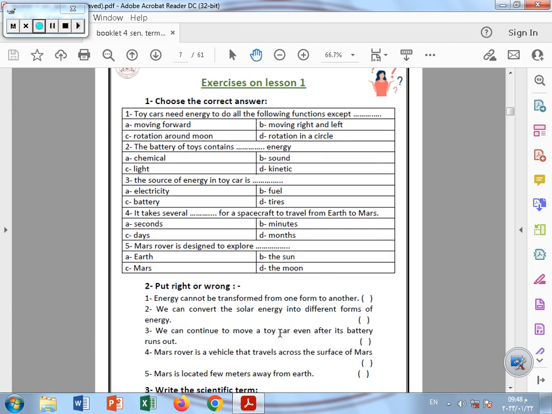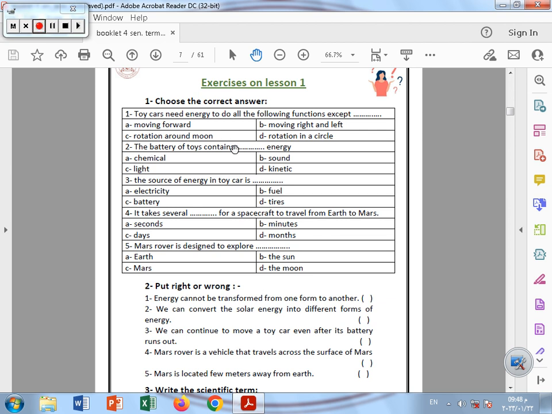Okay, here number 1: toy cars need energy to do all the following functions except: moving forward, moving right and left, rotation around the moon, or rotation in a circle. Excellent, it's C, rotation around the moon. So we cannot use toy cars to make a rotation around the moon.